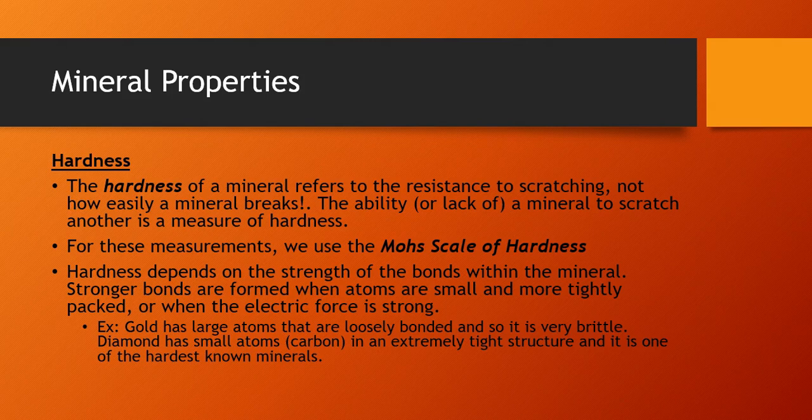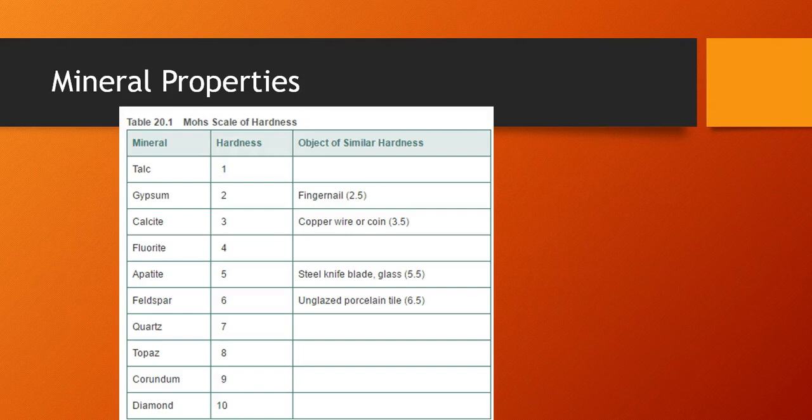There's very little that can scratch diamond. So you tend to have stronger bonds when you have atoms that are small and more tightly packed, like carbon atoms in a diamond, or when you have a strong electric force between those atoms, holding them together. And so we can look at the Mohs scale, and this is just an example of a few.